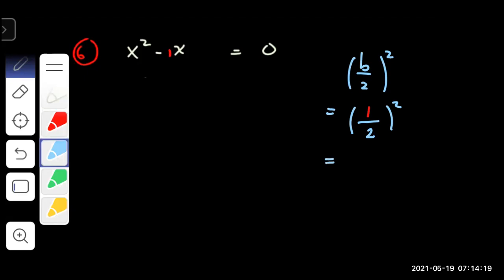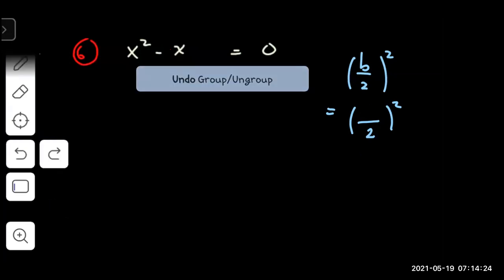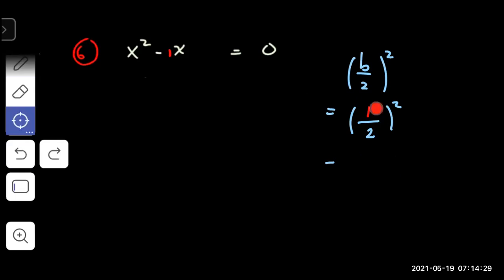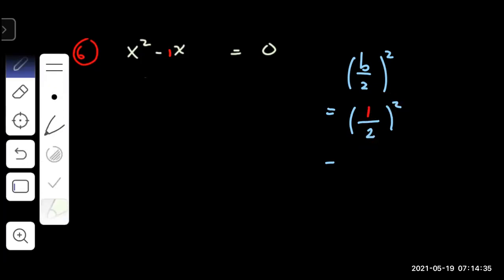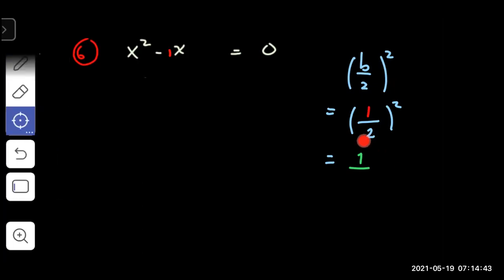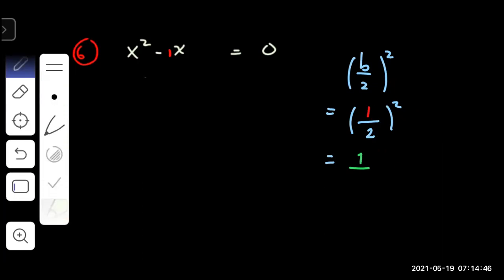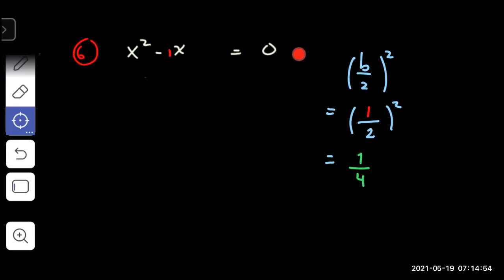Okay, let's simplify this. I'm gonna separate this according to the property of exponent, guys. I have a fraction, a ratio here, so I can separate this 1 to the second power and 2 to the second power separately. What is 1 to the second power? 1 times 1 is 1, over 2 raised to the second power. 2 times 2, that's 4. 1/4, guys. That is the number that I'm gonna add on this side and on this side in order to make this a perfect square trinomial.